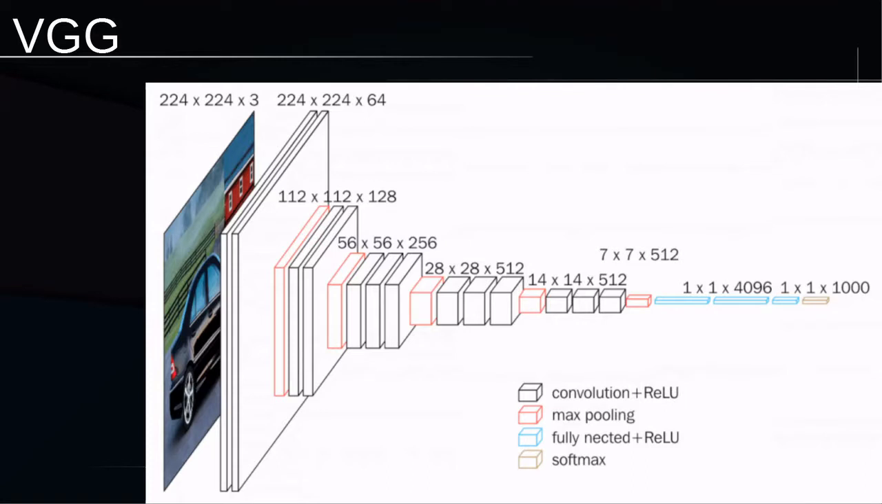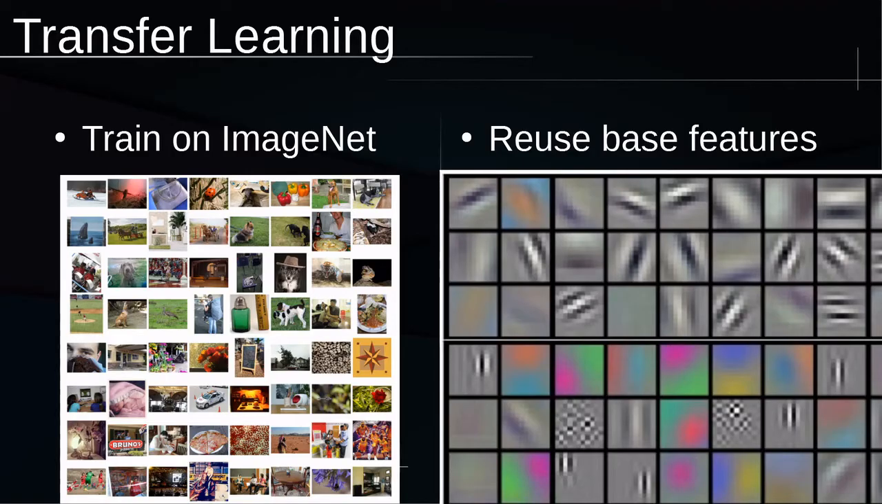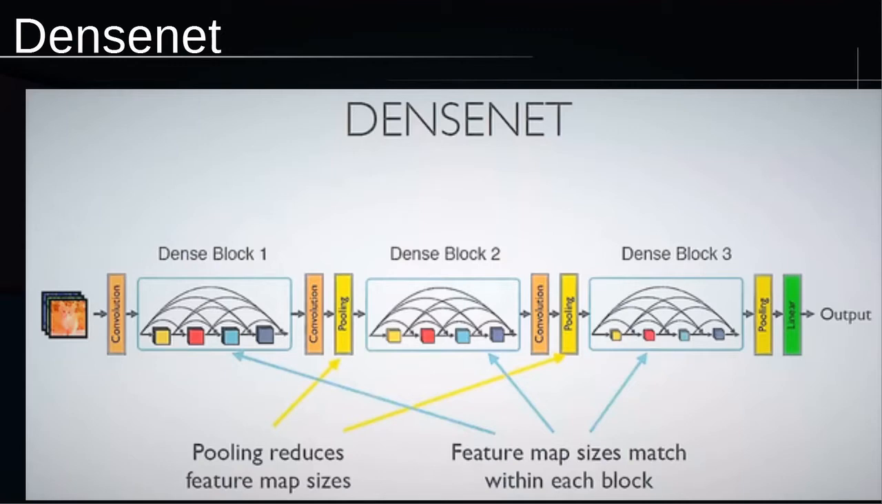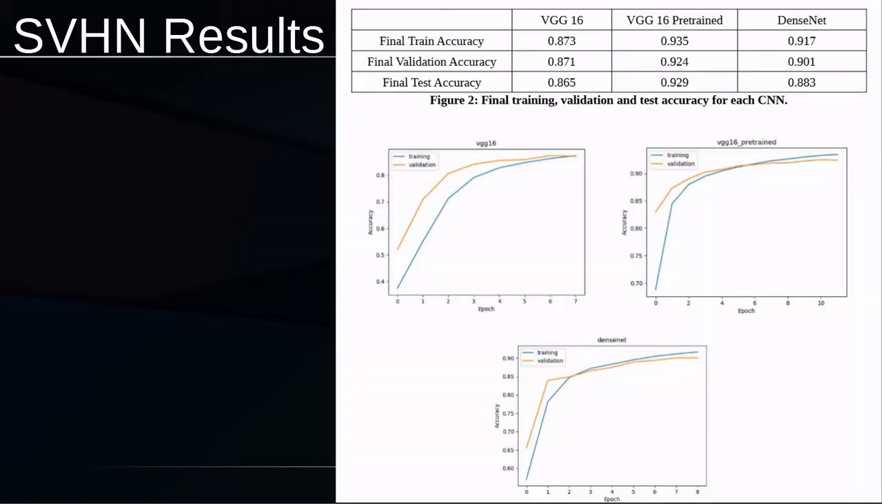The first architecture we'll train is VGG, which was revolutionary because it had a very deep neural network architecture. In addition to training VGG from scratch, we'll try some transfer learning by pre-training it on ImageNet and reusing the base convolutional layers. We also try DenseNet, which is a cool architecture where early layers are connected directly to later layers.